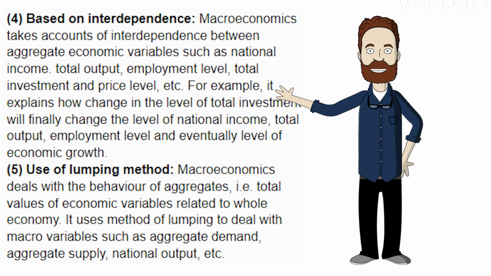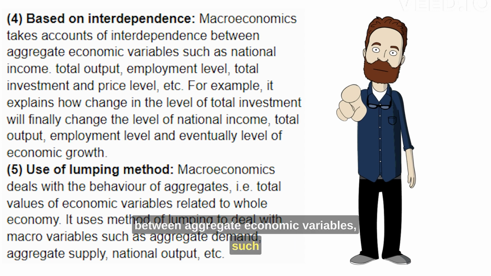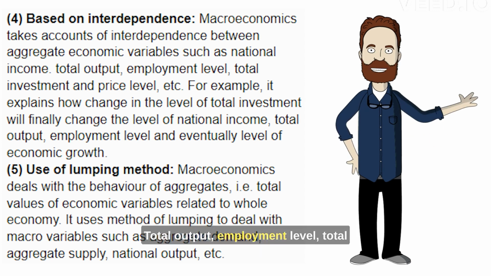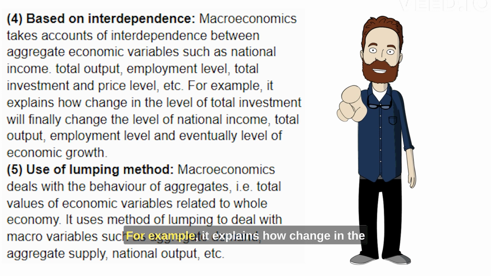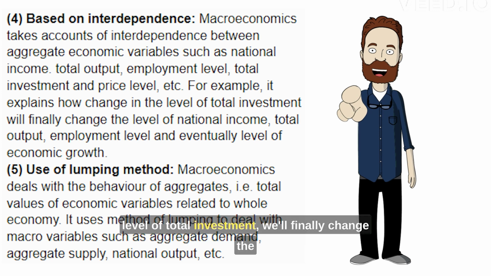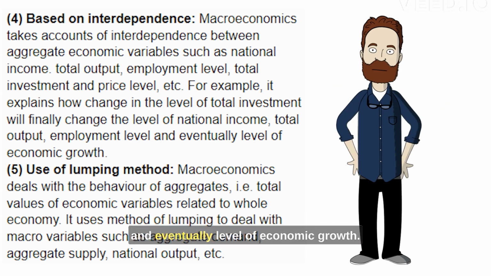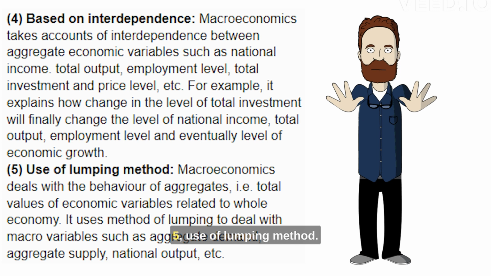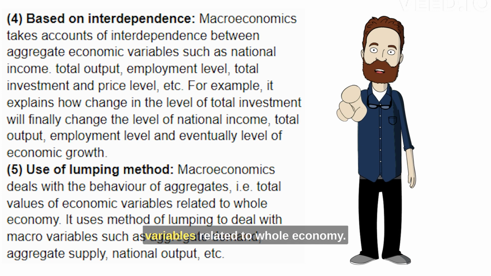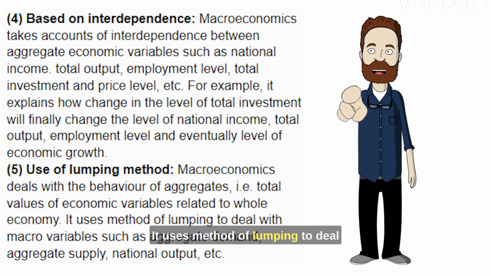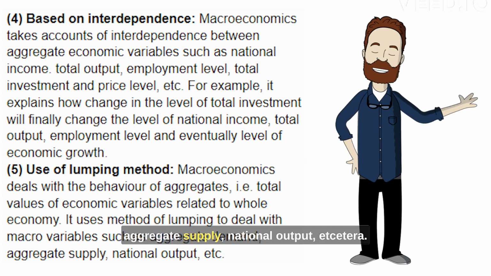4. Based on interdependence. Macroeconomics takes account of interdependence between aggregate economic variables, such as national income, total output, employment level, total investment and price level, etc. For example, it explains how change in the level of total investment will finally change the level of national income, total output, employment level and eventually level of economic growth. 5. Use of lumping method. Macroeconomics deals with the behavior of aggregates, that is, total values of economic variables related to whole economy. It uses method of lumping to deal with macro variables such as aggregate demand, aggregate supply, national output, etc.